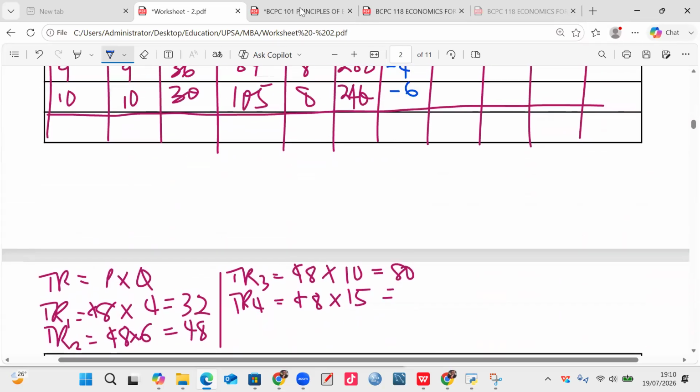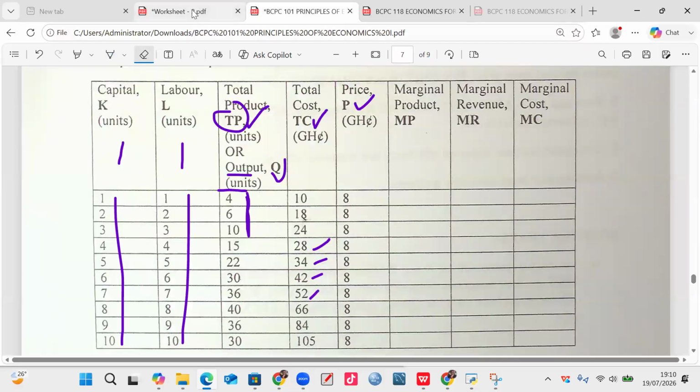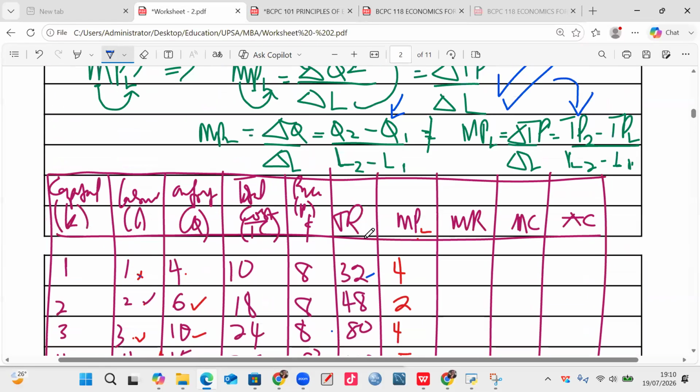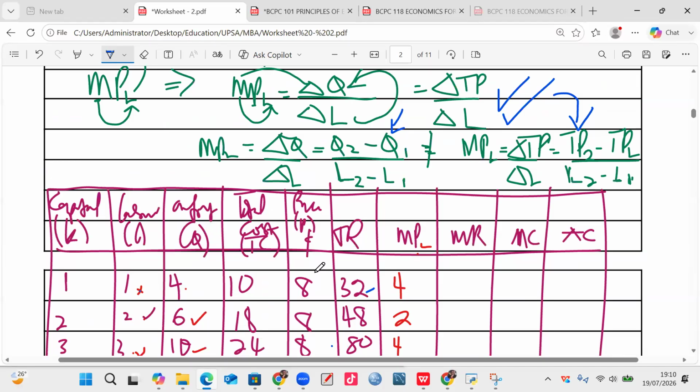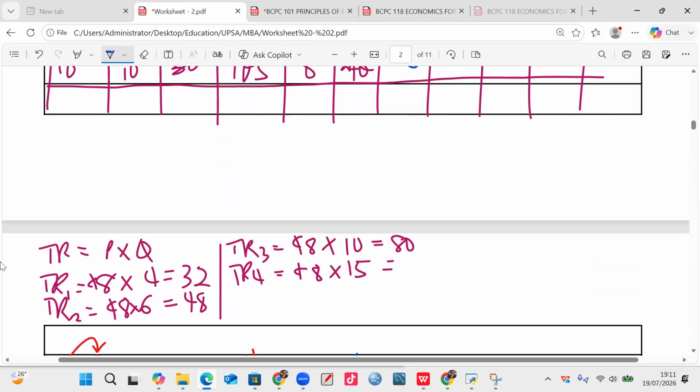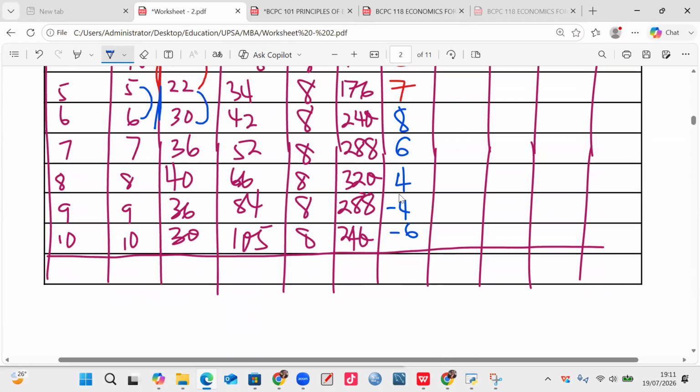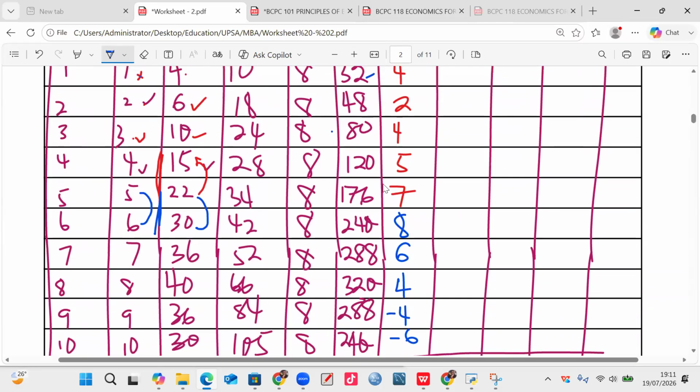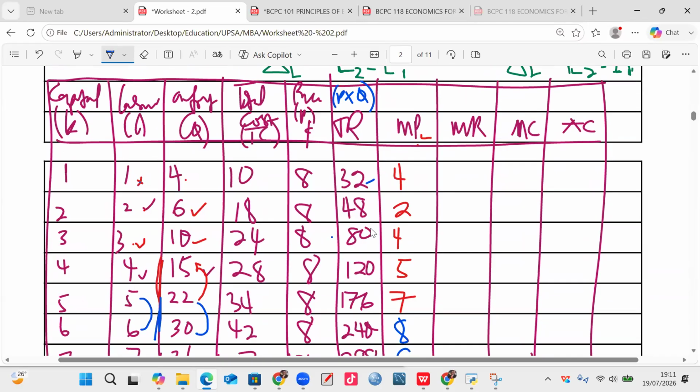TR was not in the table, but we drew the TR because of MR, because we needed total revenue. And we got the total revenue by doing what? Multiplying the P times the Q. That's how we got the total revenue. Do you remember it? Yes, please. It's here. So we multiply the P times the Q.